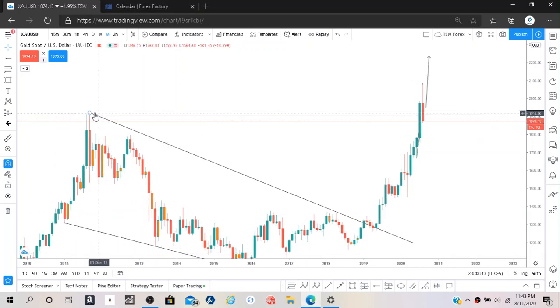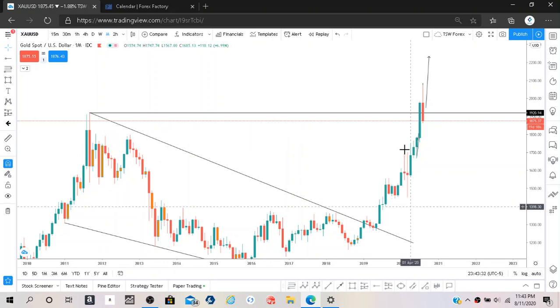we had in 2011, which was about September 2011, this was the high that we had, about $1,920 per ounce for gold, and that was the high that was made ever in its whole history. That was the highest price ever.